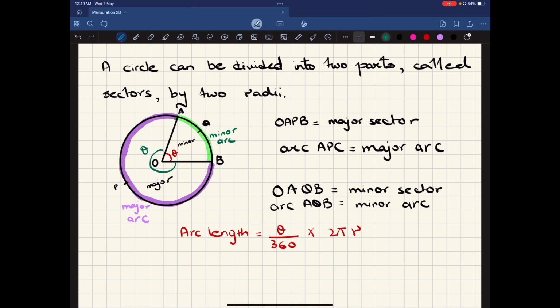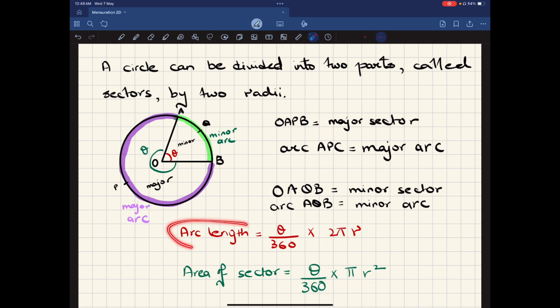Similarly, to calculate the area of a sector, what is the formula for calculating the area of a circle? It's pi r square, but a sector is just part of the circle. So it's going to be theta over 360 into pi r square. It's very easy to remember because arc length is part of the circumference. How do we calculate the circumference of the circle? It's 2 pi r. So theta over 360 into 2 pi r to calculate the arc length. To calculate the area of the sector, it's theta over 360 into pi r square. Pi r square is basically the formula for the area of the circle.